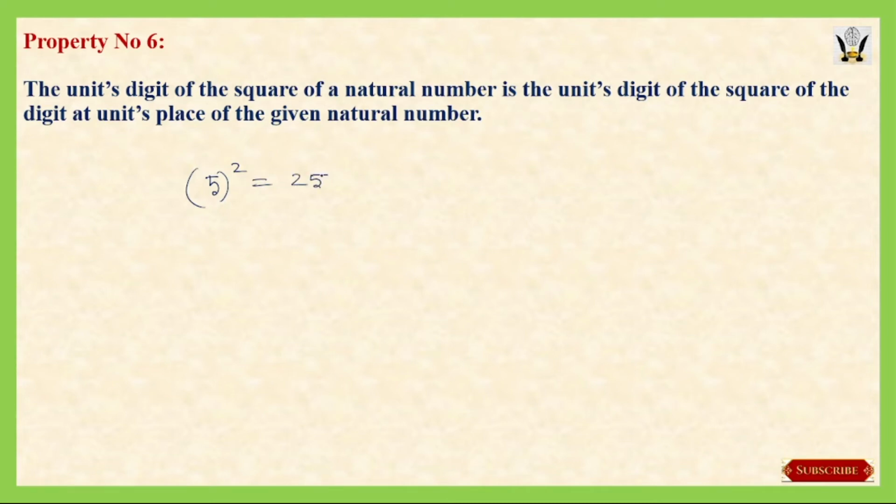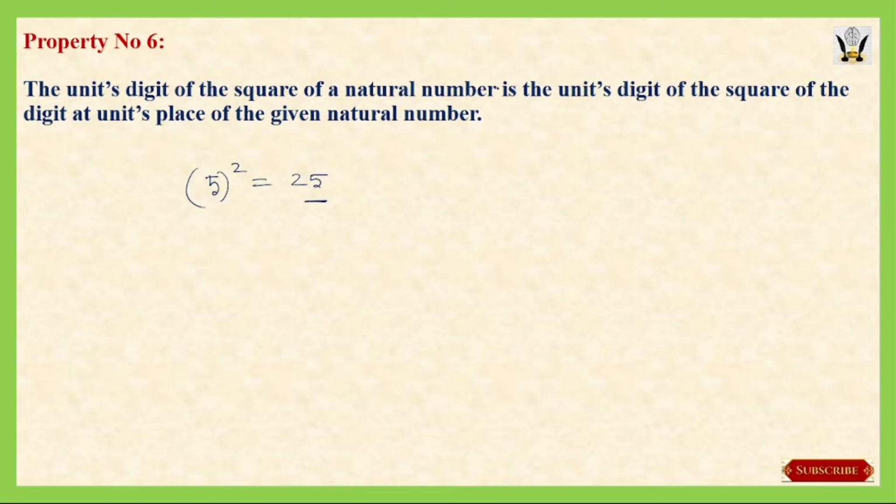25. And what is the units digit? The units digit, or digit at the ones place, is 5. So the units digit of the square of a natural number is the units digit of the square of the digit at the units place of the given natural number. It sounds a bit confusing.